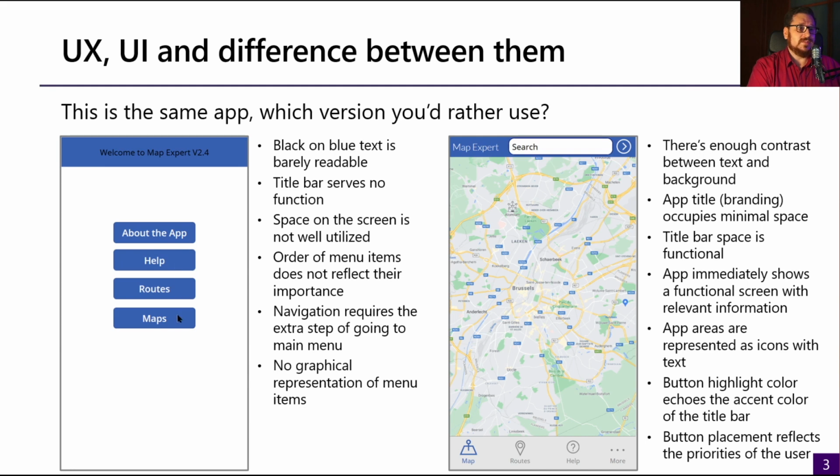Help, Routes, Maps. Well, this app was clearly made for someone working in the field. Someone who needs the map and needs the routes. So at the very least, it would make sense to see those buttons as the first ones that we see on screen. And so the larger issue is that we have the start menu. Instead of getting access to the functionality directly, we need to go through that start menu every time we want to get anywhere in the app.